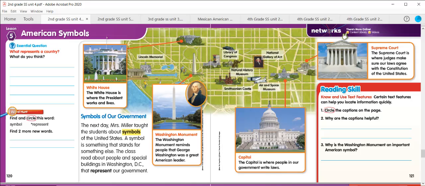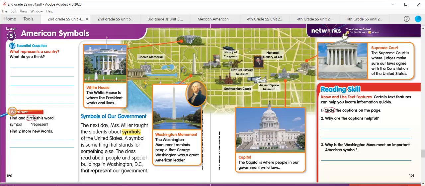So the first thing we're going to do again is our essential question. You're going to answer, what represents a country? What do you think? So think about different things that are used to represent or to show a country, something that is a symbol of a country.